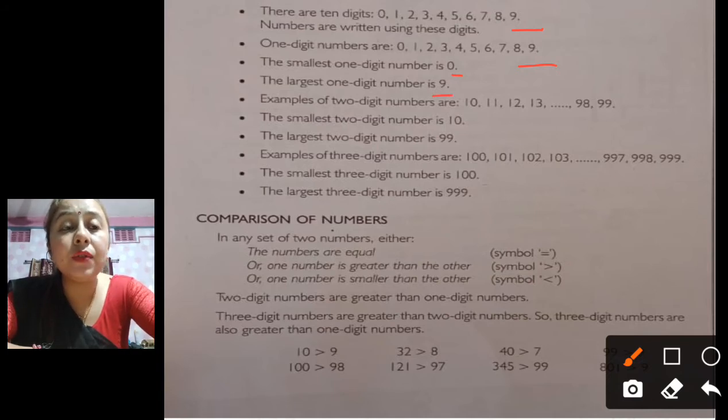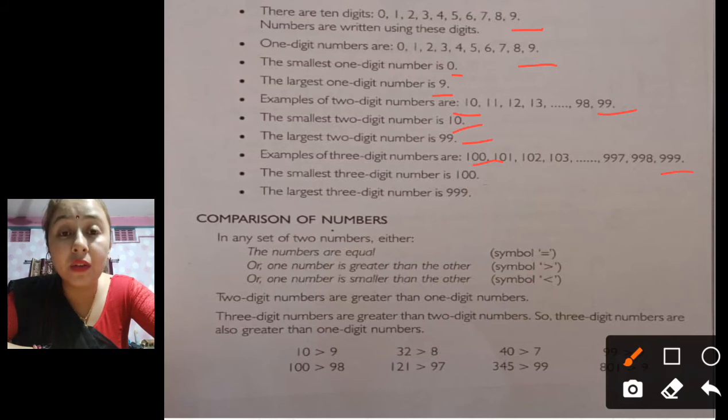Example of two digit numbers I have already told you, that starts from 10 and it ends at 99, because after 99 comes 100, which is a three digit number. So we can't say that 100 is a two digit number, it's a three digit number. So two digit numbers start with 10 and end at 99. The smallest two digit number is 10 and the largest two digit number is 99.